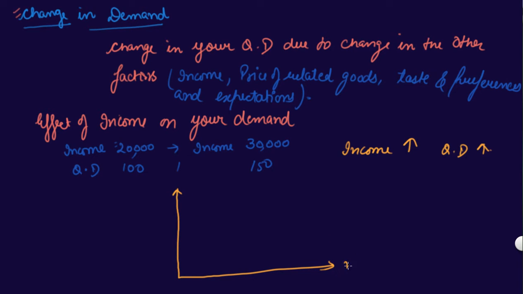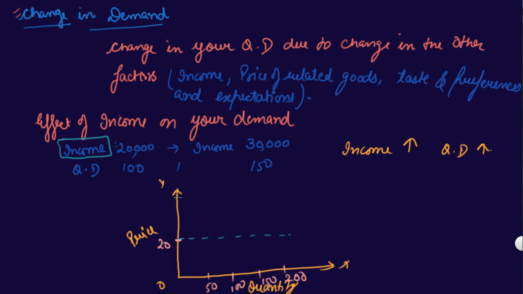What do we take on graph? We take price, we take quantity demanded, right? Your price of a product is, let's say, 20 rupees. Your quantity demanded, let us take on the scale of 50, 100, 150, 200. The price, now see, the price of the commodity has not changed. What has been changed there? What factor has been affected? The factor here is income.